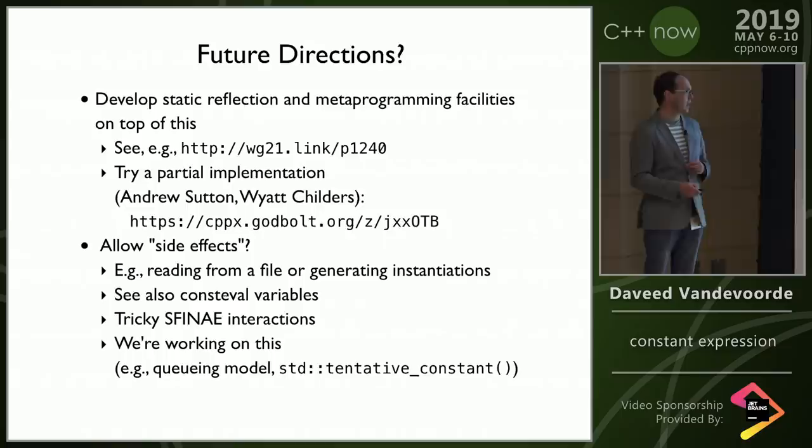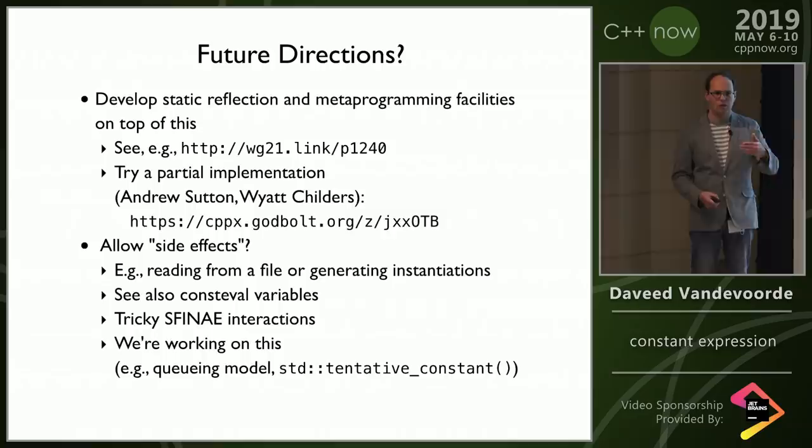Generating instantiations is a much smaller side effect. And in fact, P1240 talks about it and considers that a possibility. We talked about constexpr variables, which are, in fact, a side effect. Because now calling a constexpr function might suddenly change permanent state in your translation. The tricky bit is SFINAE. If you call a function that triggers a constant evaluation as part of the overload resolution process, it's kind of annoying that this thing, which might be an unrelated function to your actual call, we throw away after we're done. The side effect will not be discarded. So we're working on that.